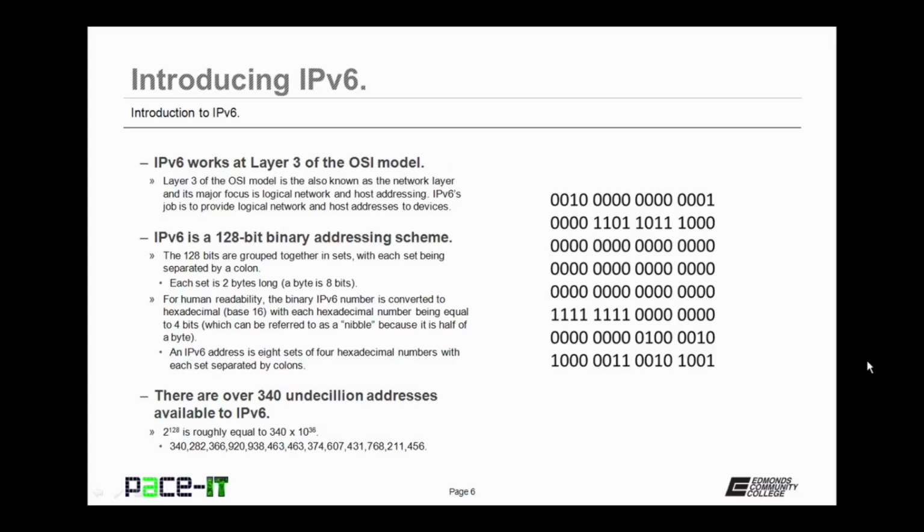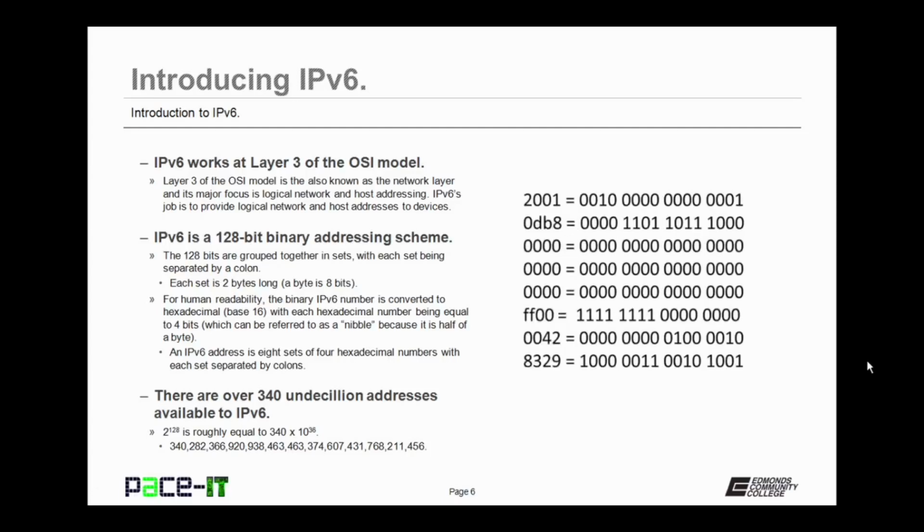Now, IPv6 works at layer 3 of the OSI model. Layer 3 of the OSI model is also known as the network layer, and its major focus is logical network and host addressing. IPv6's job is to provide logical network and host addresses to devices. IPv6 is a 128-bit binary addressing scheme. The 128 bits are grouped together in sets, with each set being separated by a colon. So it's a colon-separated number. Each set is 2 bytes long.